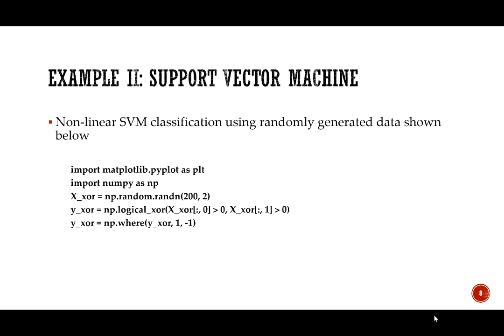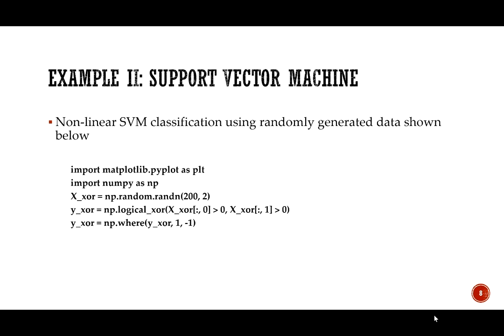Now in our second example, we want to use the nonlinear support vector machine classification method. First, we randomly generate data sets. Then we want to plot the data set. And then we apply the support vector machine. We change the kernel function and we visualize the decision boundaries. As you can see in this slide, I'm using NumPy and the randn function, which generates random numbers from a standard normal distribution. So we are generating 200 rows and 2 columns. So we have 2 variables or 2 features and 200 observations.